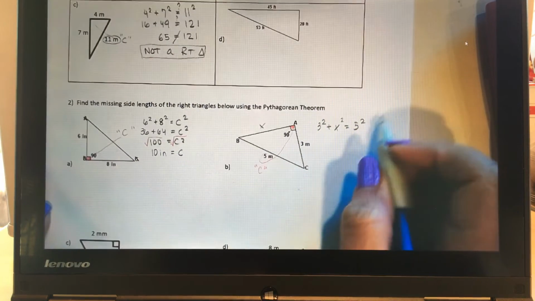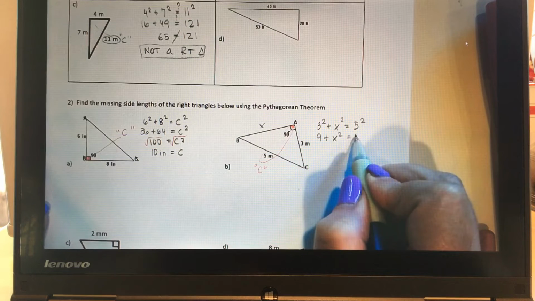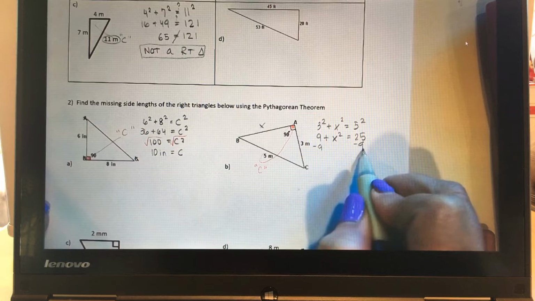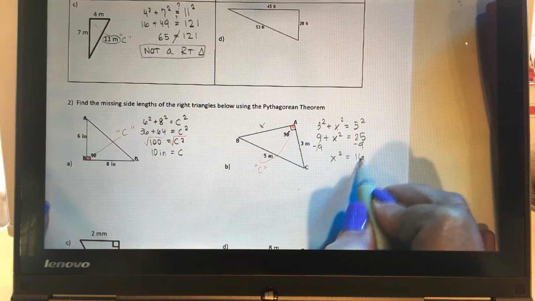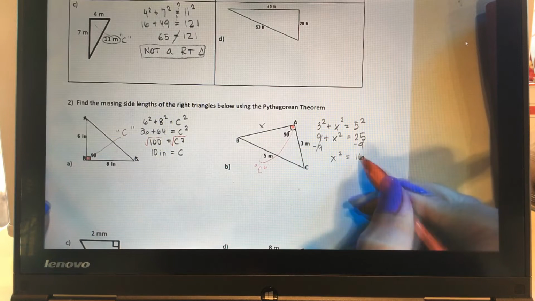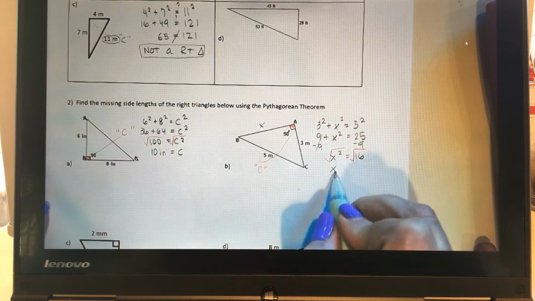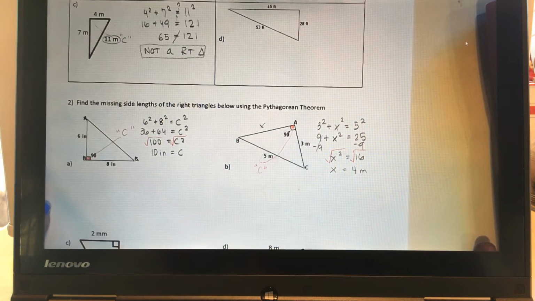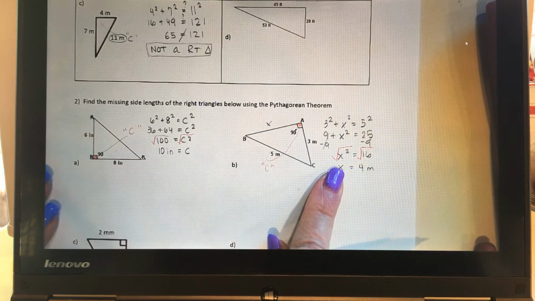And again, we square each of those sides. These are nice small numbers that we can square nicely. Mental math. Solving this using opposite operations, 25 minus 9 is 16. And then solving this square root equation, take the square root of both sides, gives us our value of 4 meters as that missing length. So that was just a little bit of a recap of what we did last time.